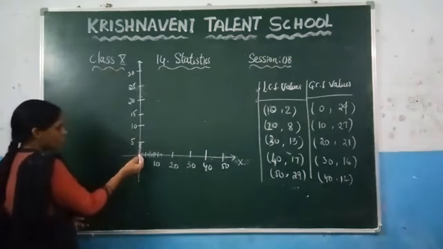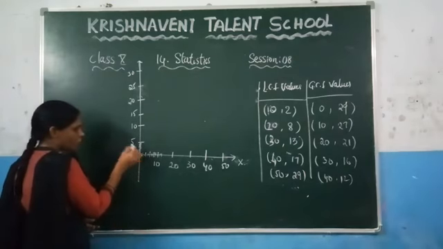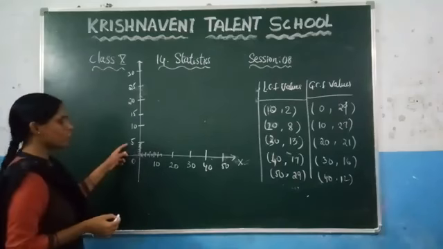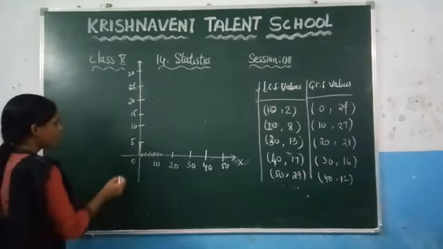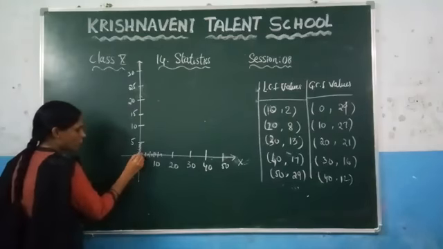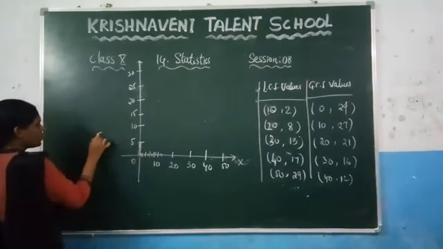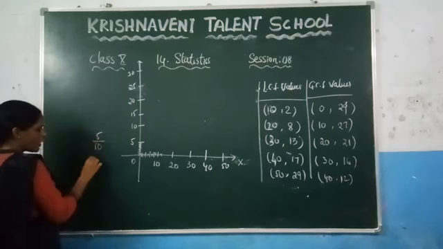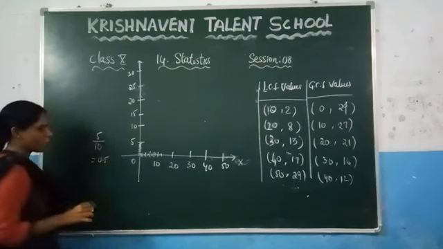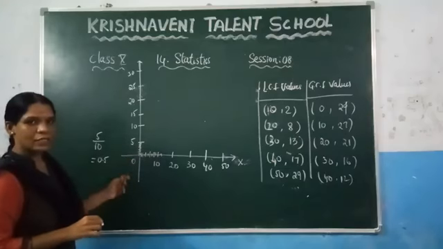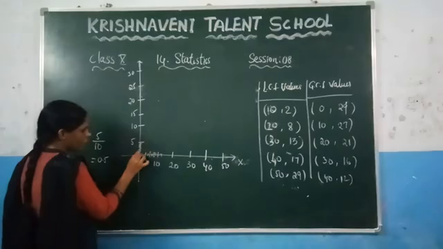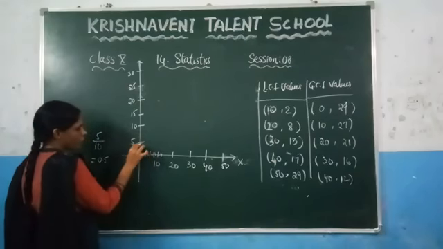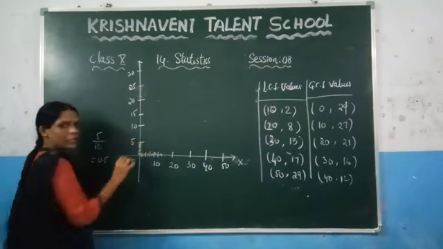Similarly, if you want to find the length of this one, what do we need to do? We need to divide 5 by 10, because there are a total of 10 parts. If you want to calculate each part, we need to divide by 10. What is the value of 5 by 10? Which is nothing but 0.5. That means each part here is 0.5. So this is 0.5, 1, 1.5, 2, 2.5, 3, 3.5, 4, 4.5, 5 like that.